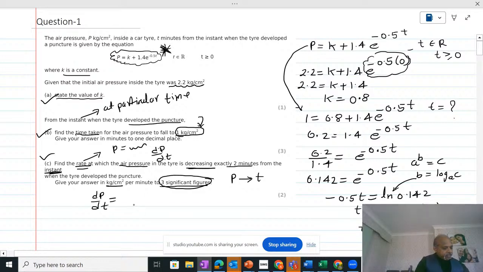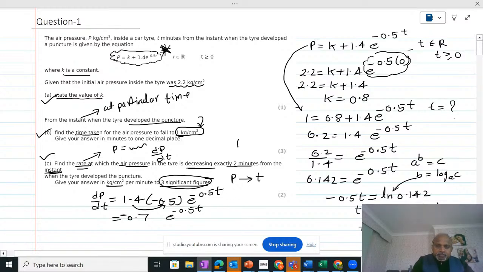So once you differentiate this equation, it should be 1.4, and then minus 0.5 is coming forward, and it should be e to the power minus 0.5t. Okay, so once you multiply 1.4 by minus 0.5, it should be minus 0.7, and e to the power minus 0.5t. Is that okay?